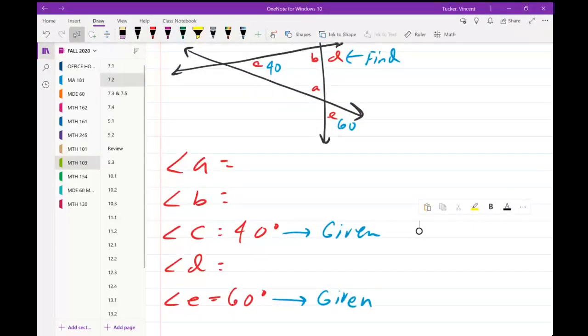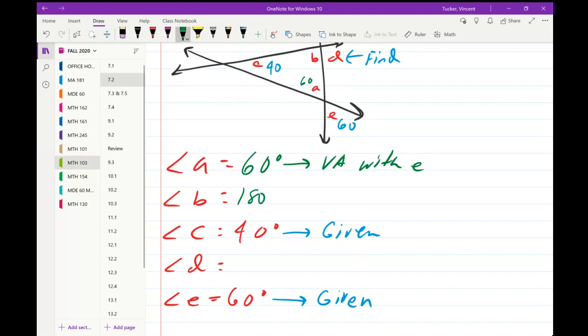So let's look at our given. Now, we can figure out angle A because it is a vertical angle with angle E. All right, and now we can find angle B because you know that this is 60. So we can do 180 minus 60 minus 40, and that'll give us 80 degrees.